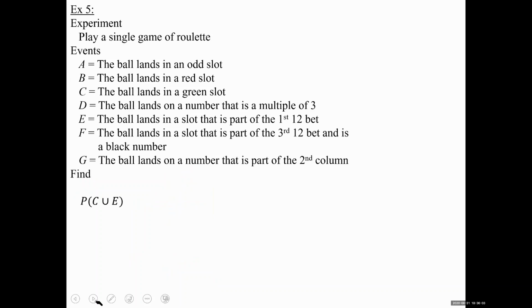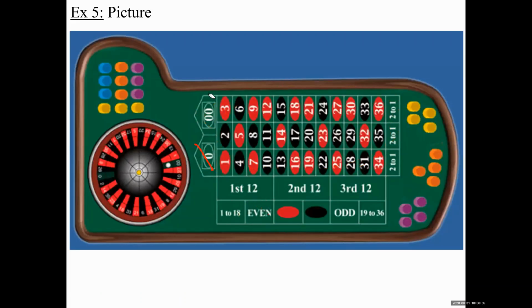So let's go to this. One slot at a time. Again, what are we counting? We're counting odd or red. Is this odd or red? No. Is this odd or red? No. Okay, let's go to here. Is that odd or red? Yes. It happens to be odd, so we're going to count it. It's also red, but as long as it's one or the other, you count it.